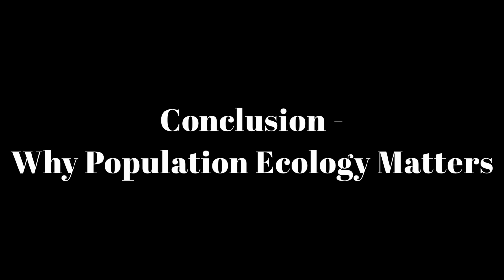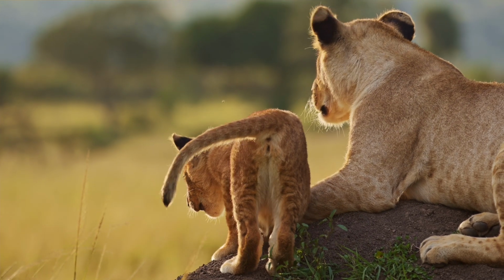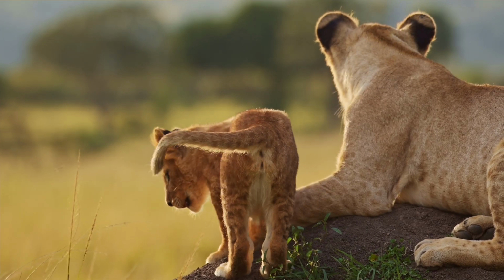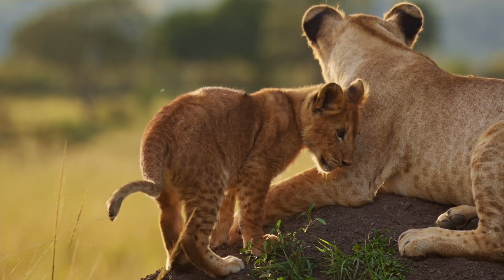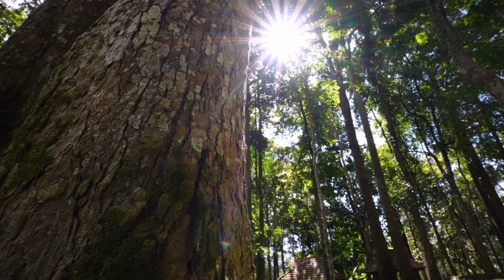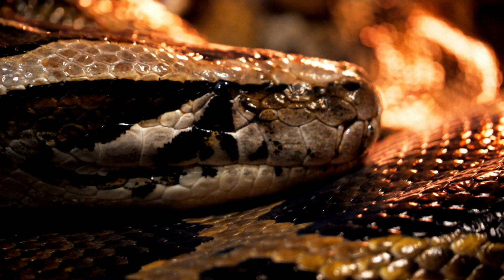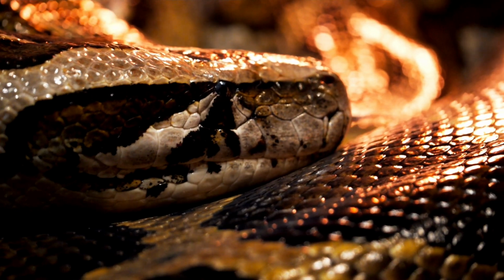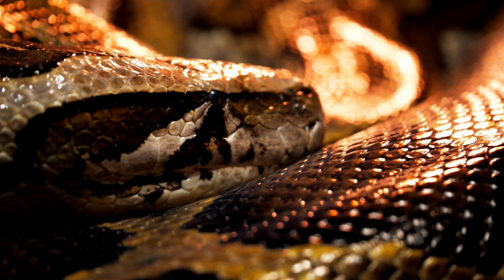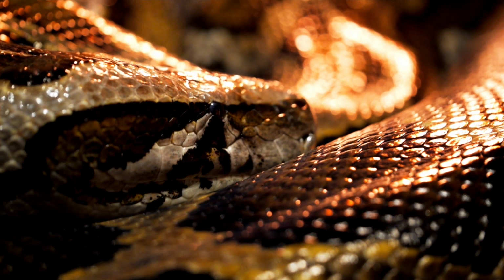Conclusion: why population ecology matters. Understanding population ecology is crucial for wildlife conservation, preventing species extinction, managing resources, ensuring sustainable use of forests, fisheries, and farmland, and controlling invasive species, stopping harmful species from spreading. By studying population dynamics, we can make better decisions to protect the environment and ensure balance between nature and human activity.